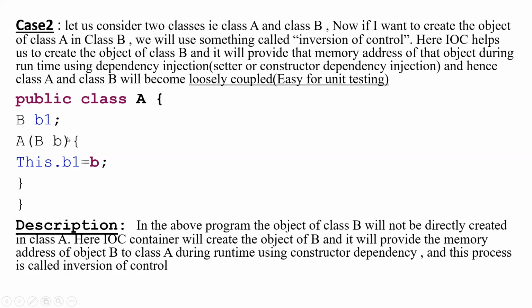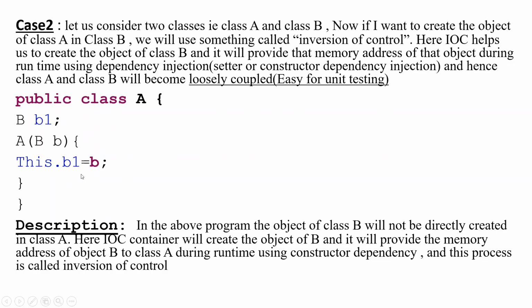This B will be passed by whom? B will be passed by the container. The container will create an object of B, and its memory address will be injected into this B, and that memory address will be transferred to B1. This is known as dependency injection. In particular, this is called constructor dependency injection. Similarly, you can also do setter dependency injection.